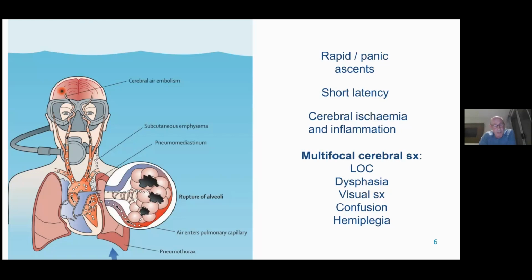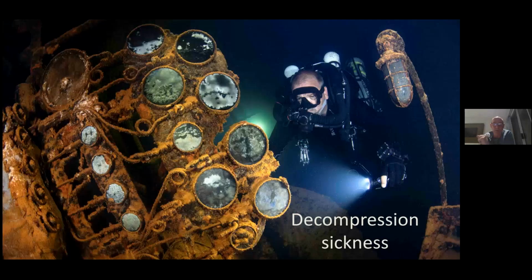The diagram reminds us, though, that if you rupture alveoli with expanding gas, there can be other consequences like bubbles getting into the mediastinum, spreading to the subcutaneous area under the base of the neck, so subcutaneous emphysema, and also a pneumothorax can occur. So that's pulmonary barotrauma, and I won't go any further with that. Much less common than decompression sickness.